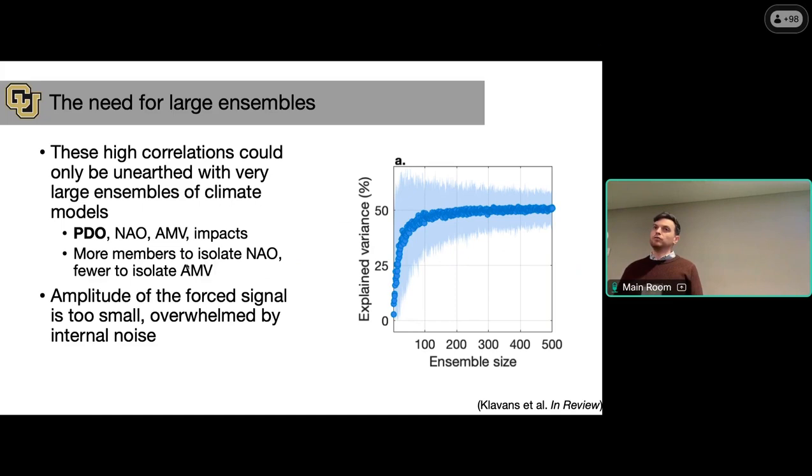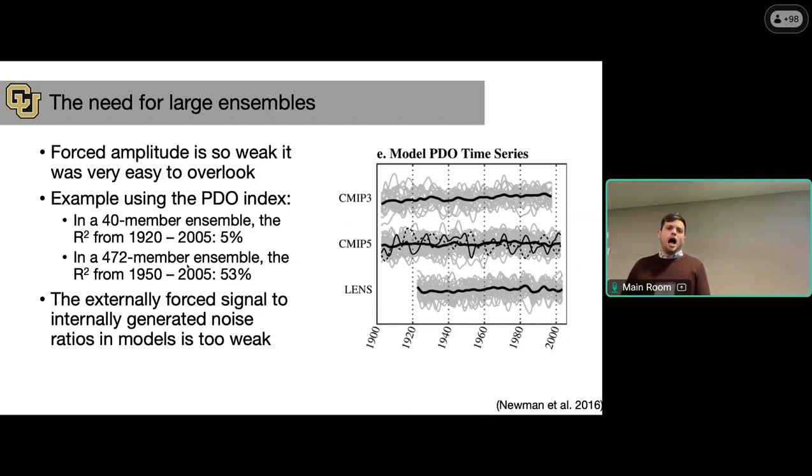You may not be capturing the full forced response. And why is that? I'm going to argue that the amplitude of the forced signal is too small and it's been overwhelmed by internal noise. You can imagine if you have a forced signal that's too small and a lot of internal noise, you're not going to get a correlation until you take a ton of ensemble members to really tamp that down. And because you need a lot of ensemble members, this forced signal is so weak, it's really easy to overlook.